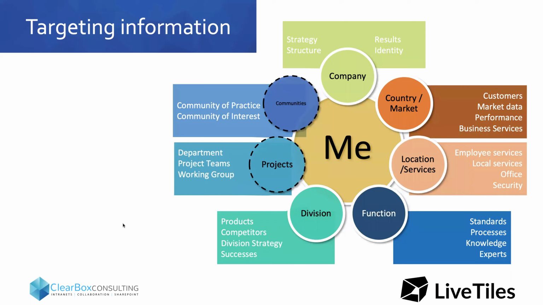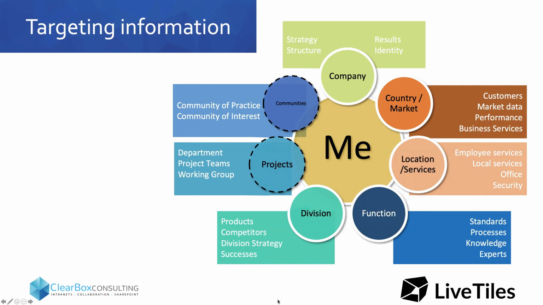So they want to know about the company. Often they've got a role that might be about a particular country or market. They want to know about the physical office building. They need to know about the function they work in. Often that goes with a division as well, so it might be a particular product division. And then there'll be more collaborative things which are ad hoc or change over time, like projects and communities that they belong to.